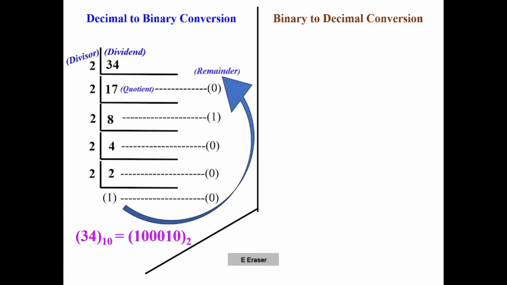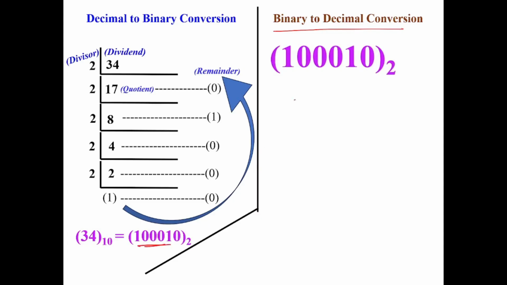Here, for binary to decimal conversion, we consider the same binary number, 1 0 0 0 1 0. How are we going to convert this binary to decimal? This is the procedure. This is the right end bit and this is the left end bit. This is called the LSB and this is your MSB. Here LSB means least significant bit, and MSB means most significant bit.